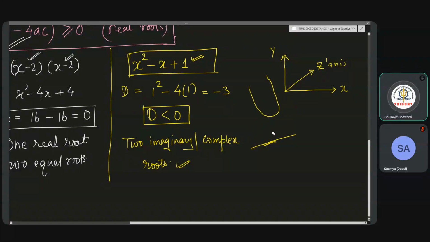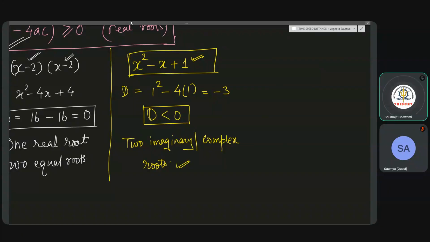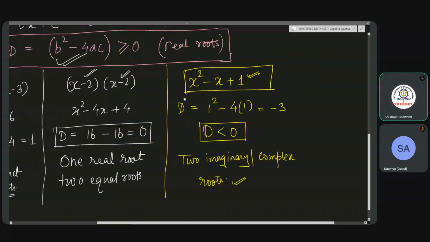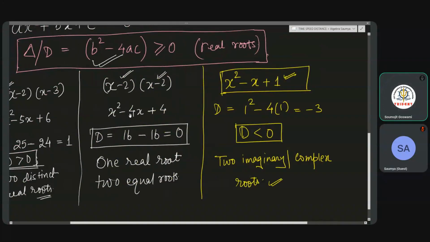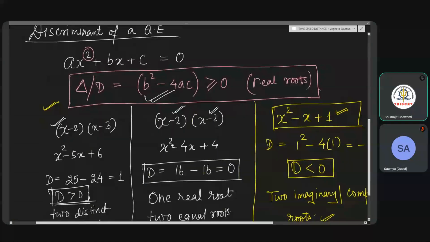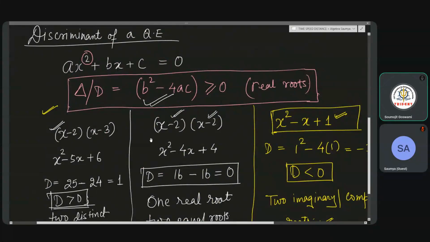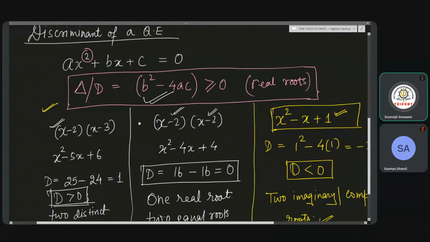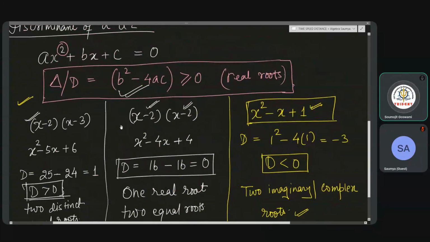This is what mathematicians like to ponder upon. If you want to ponder upon it, that's on you. I am not going to digress because that will unnecessarily waste our time. So this is the idea of the nature of roots with the help of the discriminant of a quadratic equation. The only thing that I need to remember is this pink highlighted area: the discriminant will always have to be greater than or equal to 0. Discriminant is b square minus 4ac.